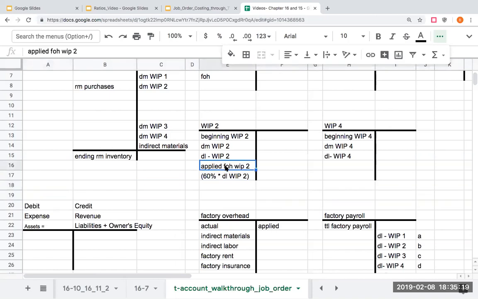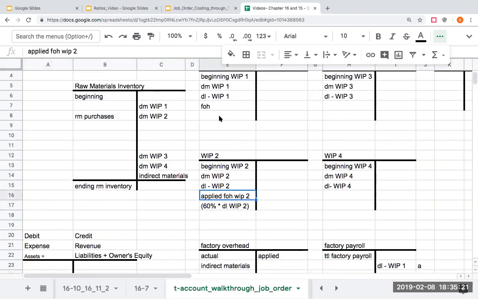Now, when I apply factory overhead, over here I'm going to have applied factory overhead WIP 1, and this would also be 60% of the direct labor cost or whatever that factor is. It might be based on materials. Here, then I'm going to have my applied factory overhead WIP 3, and then over here, I'm going to have my applied factory overhead WIP 4.